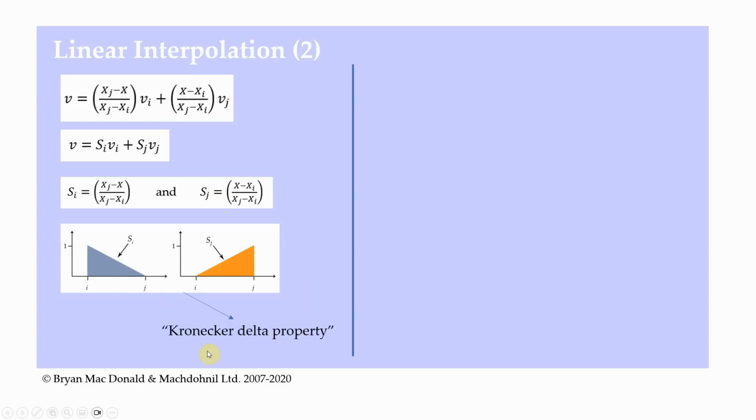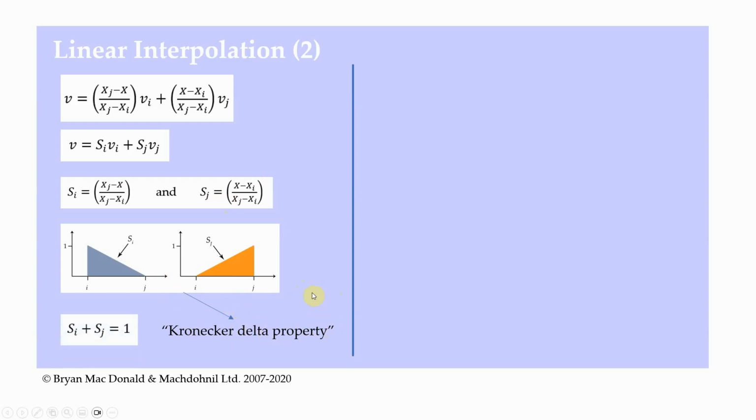This is known as the Kronecker delta property, and it's very important for interpolation functions or shape functions in finite element analysis. You'll find that we're always going to be setting up our shape functions so that they exhibit this Kronecker delta property. We'll talk about why that is so important later on.